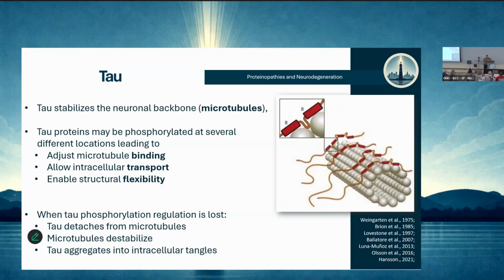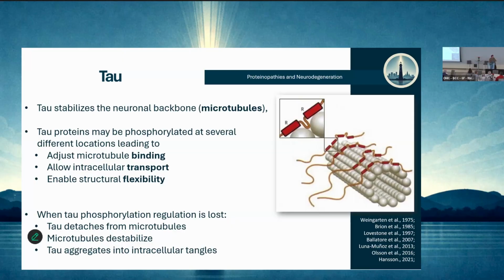So one of the things that's important for regulating how tau functions is called phosphorylation. That's a fancy term for attaching a small molecule called phosphate to something. So when tau is phosphorylated more, it can separate from microtubules, which can cause destabilization of microtubules. And then when tau detaches, it can form these structures called tangles, but this time inside the cell.